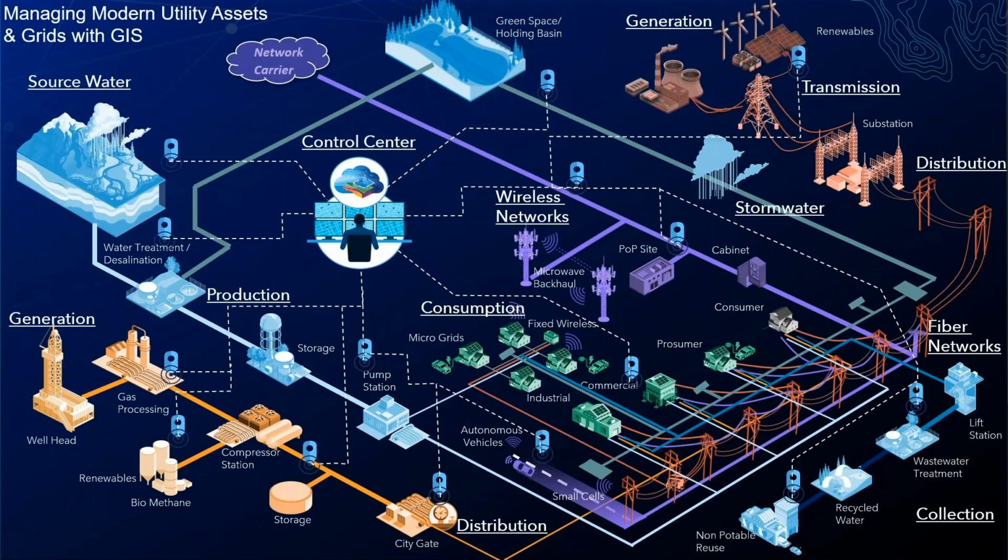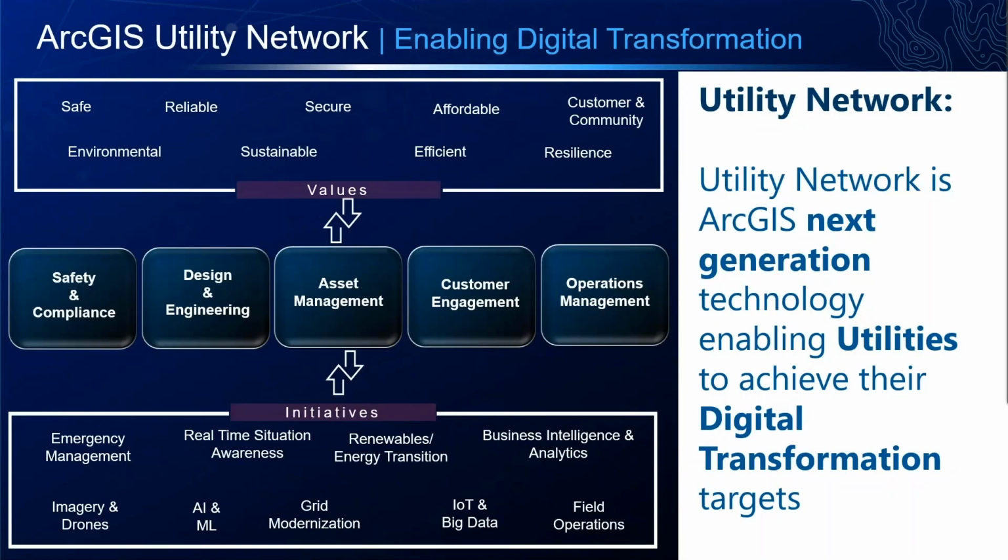So with that, I'm going to move on and talk about when we try and justify enabling this digital transformation, we first need to understand what the utility network is. The utility network is the next generation technology which is enabling utilities to achieve their digital transformation targets. I hope you saw a lot of the little presentations that we gave today. I know it was a lot of content, but really start thinking about how you position this in your utilities.